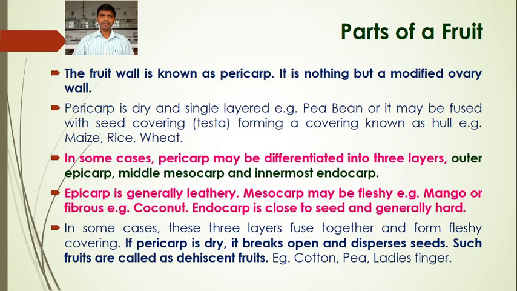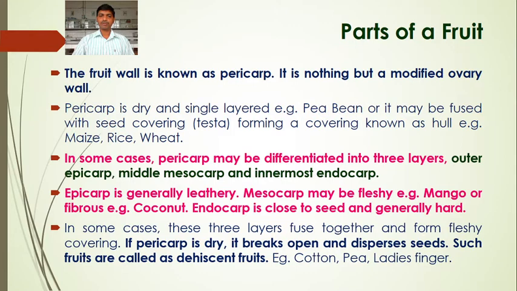Now here, on the basis of the dehiscence of pericarp, whether it is dehiscent or not, there are two types of fruit. If the pericarp is dry, it breaks open and disperses seeds. Such fruits are called dehiscent fruits. Okay, pericarp is dry, it breaks open. Dehiscent means break open. If pericarp is dry, it breaks open and disperses seeds. Such fruits are called dehiscent fruits. For example, cotton, pea, lady's finger.